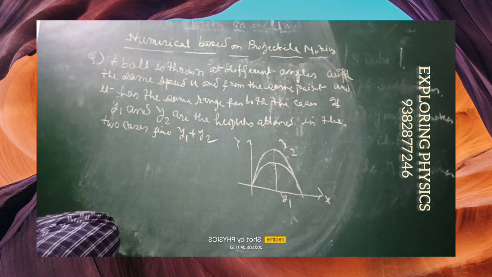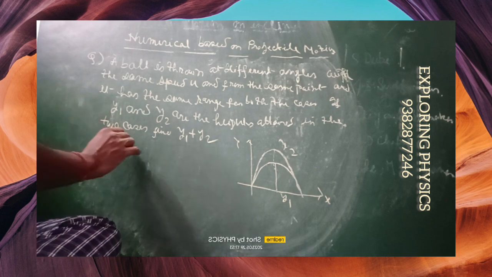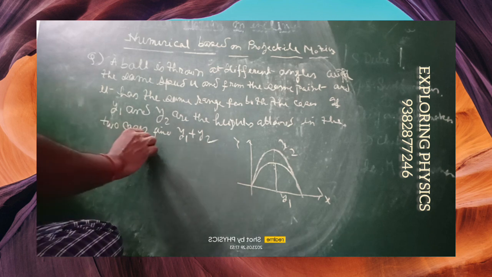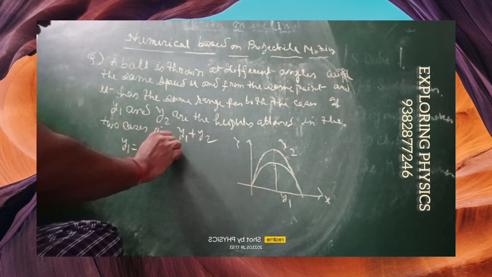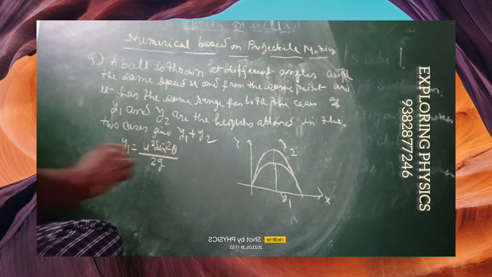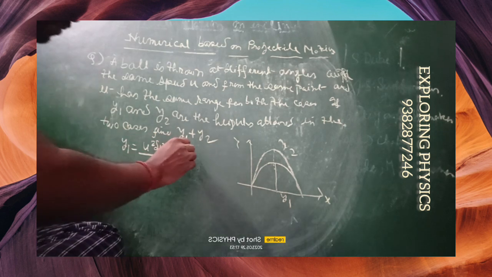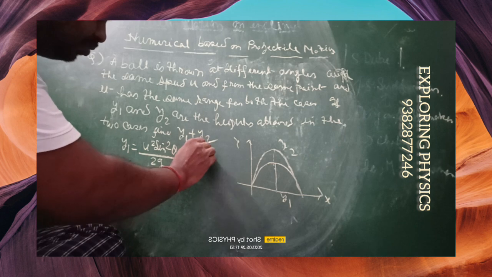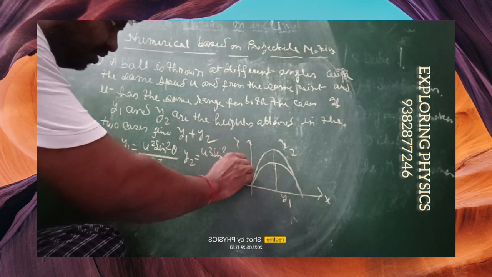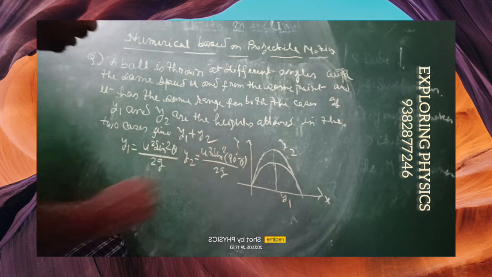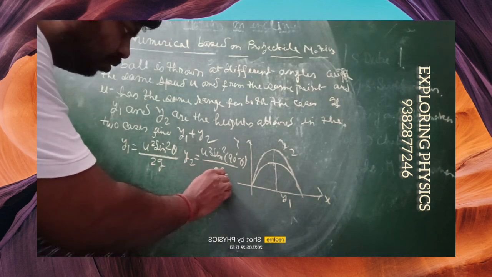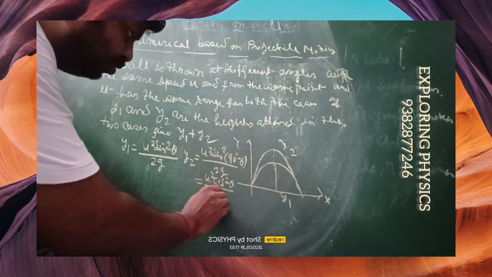Now here y1 is equals to u square sine square theta by 2g, that is the formula of the maximum height. Now the another one, what we'll write? y2 is equals to u square sine square 90 degree minus theta by 2g. So sine of 90 minus theta is cos theta. So we have u square cos square theta by 2g.